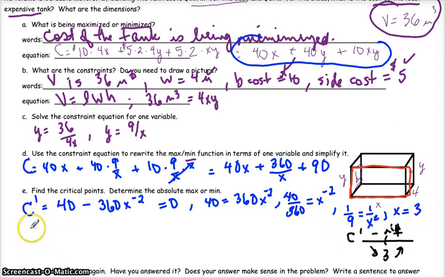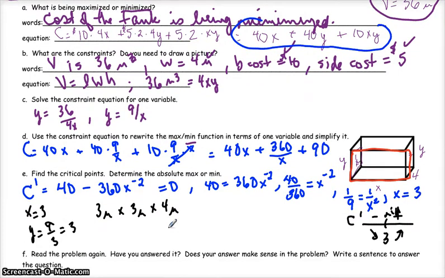Now that we know x, we can solve for y, because remember we were asked for the dimensions. So to solve for y, I will plug x back into y equals 9 divided by x. So y equals 9 divided by 3, which is 3. So we now have our dimensions. We have 3 meters by 3 meters by 4 meters.